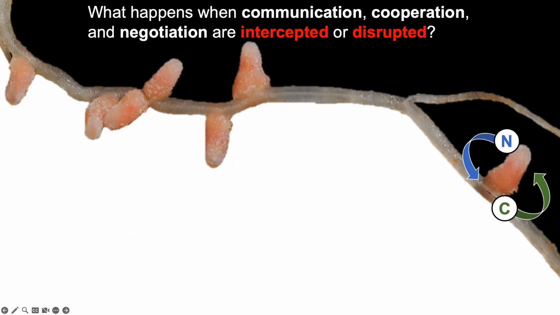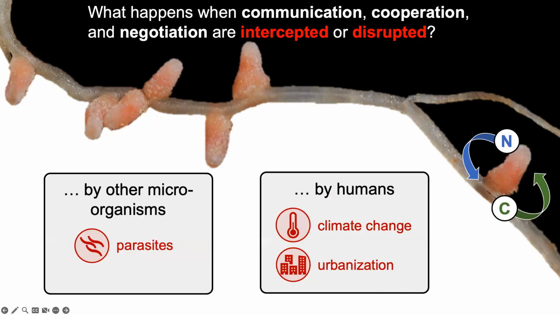Okay, so what I said at the outset was that my lab is really interested in what happens when this process, when communication or negotiation between these organisms is intercepted or disrupted. And today I'm going to talk about two sources of disruption and interception. One is interception by other microorganisms like parasites or pathogens.